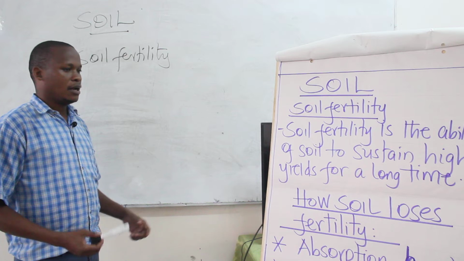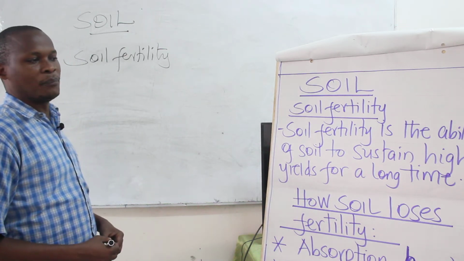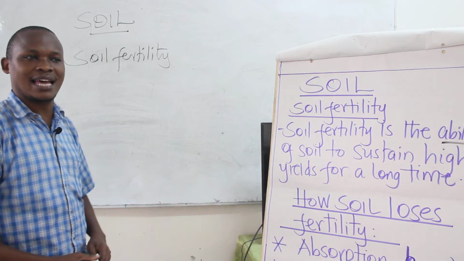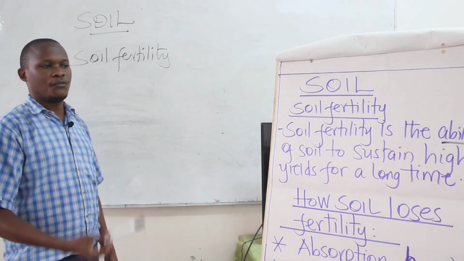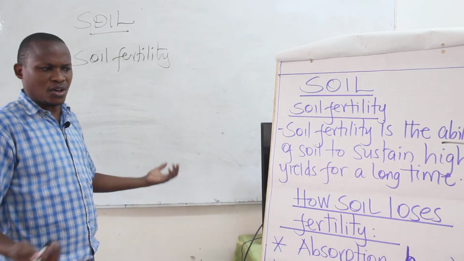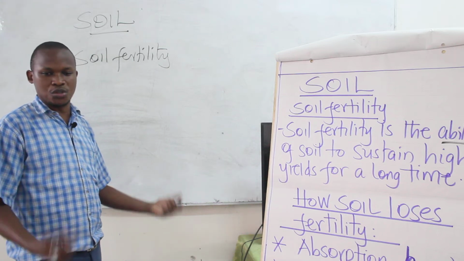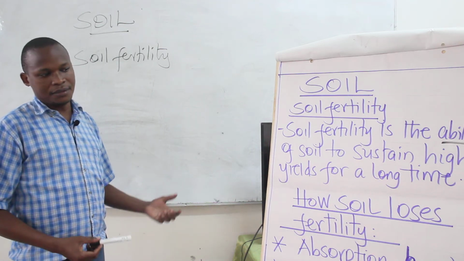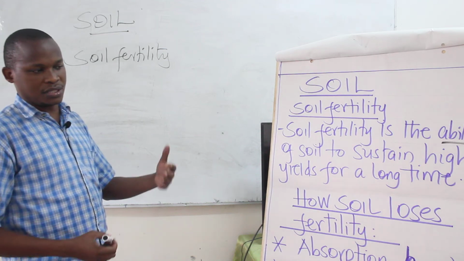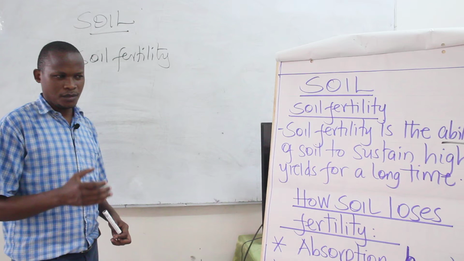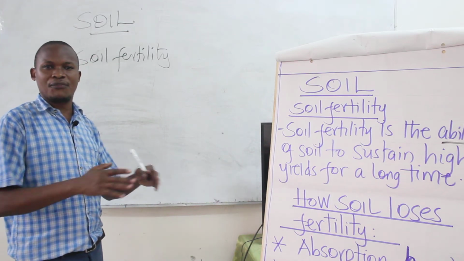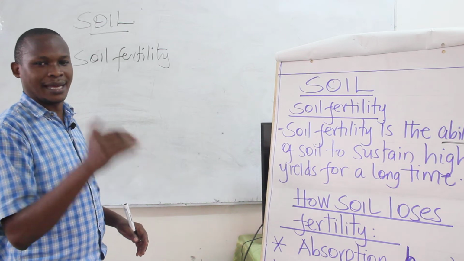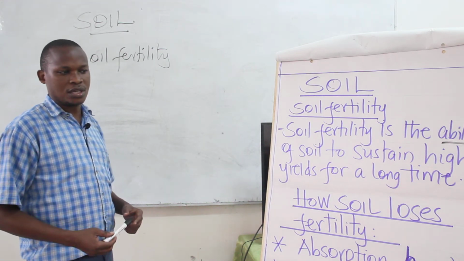Soil fertility is the ability of soil to sustain high crop yields for a long period of time. So if soil is able to produce high crop yields for a long period of time, then we say that soil is fertile, and that is soil fertility. Now, we know that soil cannot remain fertile forever. At one point, it will lose its fertility.